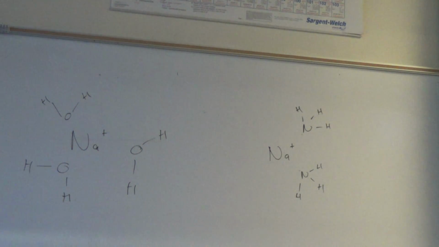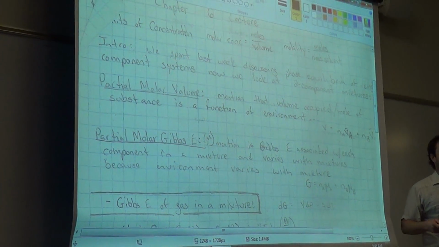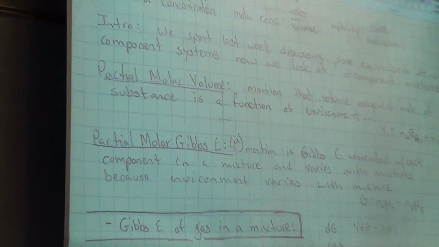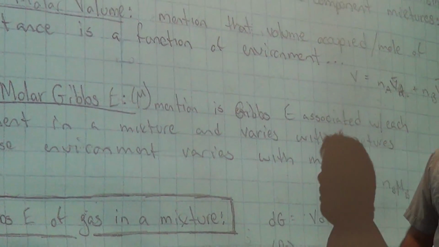then you can calculate it by saying that the total volume of the solution is going to be, if it's a 2-component solution, the number of moles of component A times the molar volume of component A plus the number of moles of component B times the molar volume of component B. Right? We have another thing that we need to think about, and that's called the partial molar Gibbs free energy.